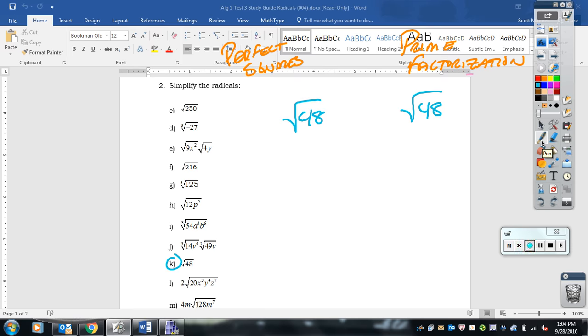I could do this one with prime factorization, but I'm actually going to do it with perfect squares. There are many perfect squares that go into 48. 1 goes in, 4 goes in, but the best one is 16. 16 times 3 is 48. Square root of 16 is 4. 4 rad 3, which is a simplified version. Again, you can use your calculator to check and verify that part.